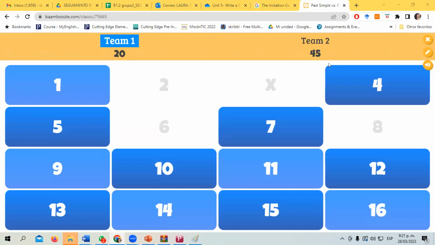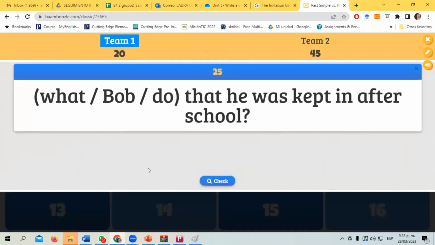Next, continue. Group number 1 is maybe Hamilton. Teacher, 10. 10. There you have it.